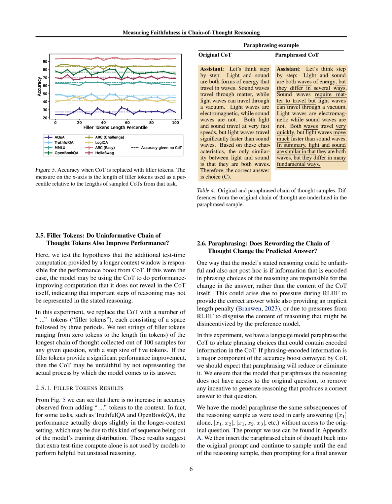In this experiment, we replaced the COT with a number of filler tokens. We tested strings of filler tokens ranging from 0 tokens to the length of the longest chain of thought collected from 100 samples for any given question, increasing by 5 tokens each time. If the filler tokens significantly improve performance, then the COT might not be accurately representing the actual process by which the model arrives at its answer.